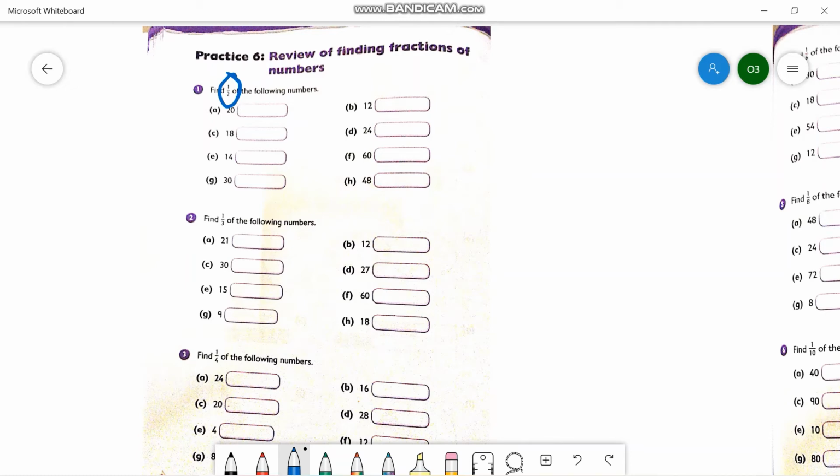Okay? So for number 2, find 1/3 of the following numbers. 1/3 means you're going to divide these numbers by 3. Okay? So I will give you an example. 21 divided by 3 is 7. So 1/3 of 21 is 7. Okay? 12 divided by 3, 30 divided by 3, 27 divided by 3, and so on.